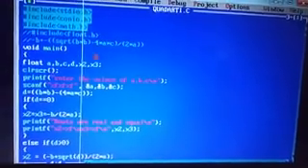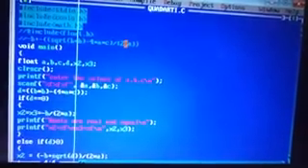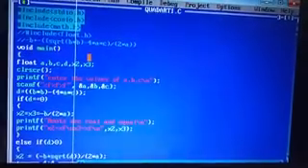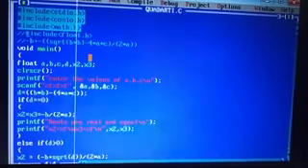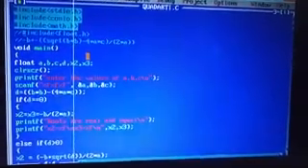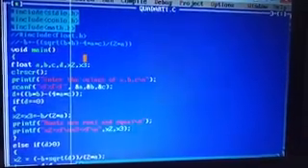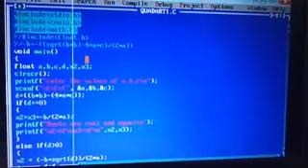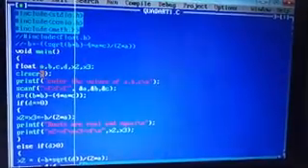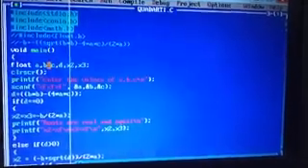Here I have written the formula: minus b plus or minus square root of b square minus 4ac, whole divided by 2 into a. That is nothing but minus b plus or minus square root of b square minus 4ac divided by 2a. This is our formula. Using this formula, we need to calculate the roots of the quadratic equation, by using the 3 coefficients a, b, c.